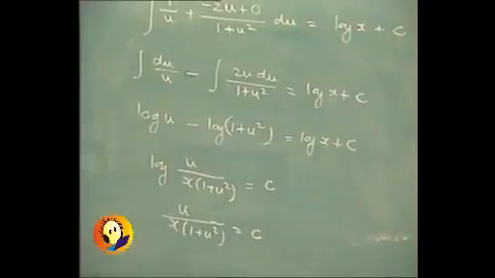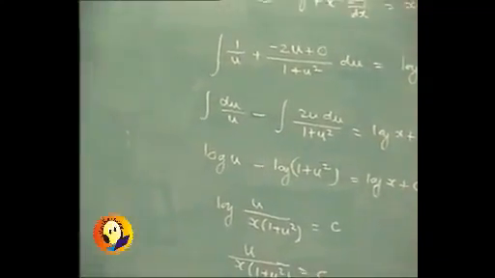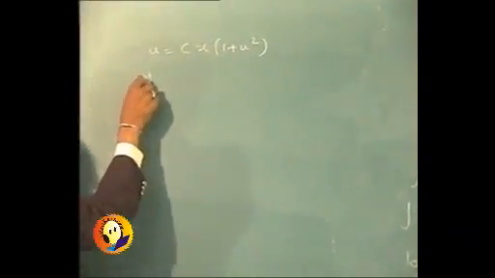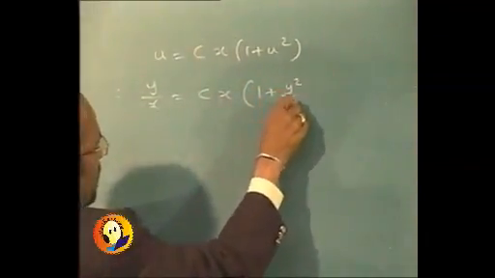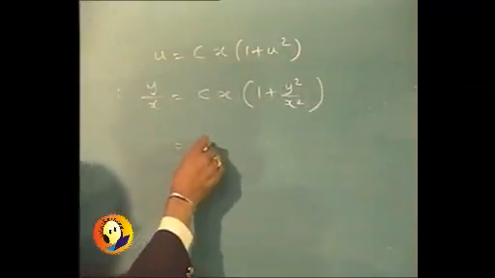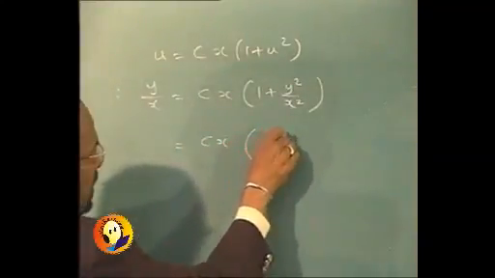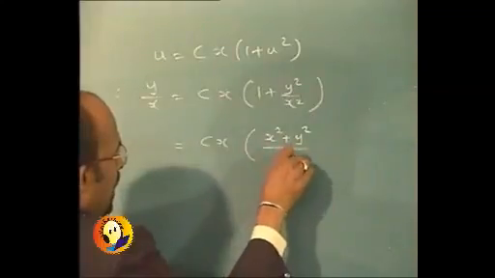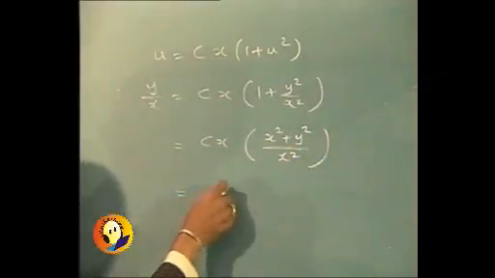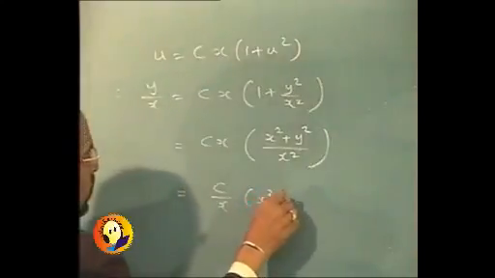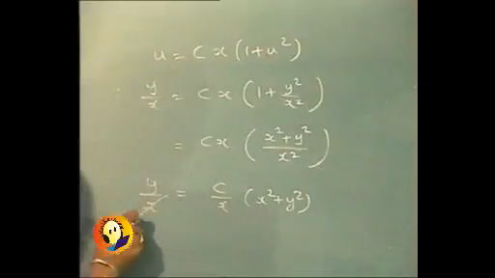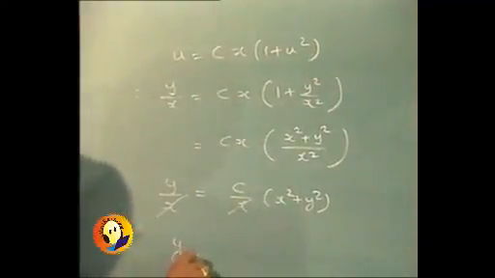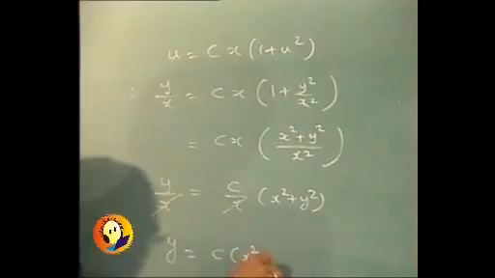But before that we will cross multiply, so it will be u equal to c into x into 1 plus u square, and therefore y by x is equal to cx into bracket 1 plus y square upon x square. So this will come out to be cx into bracket x square plus y square upon x square. x cancels, so it will be c upon x into bracket x square plus y square, and then we can cancel out x in the denominator, and final answer will be y equal to c into bracket x square plus y square.